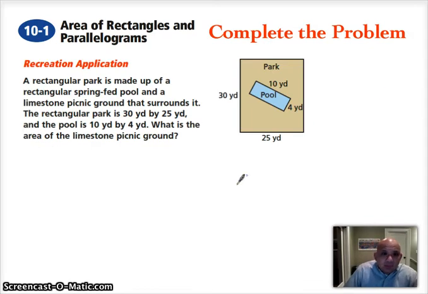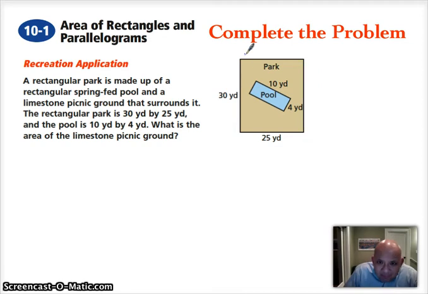Lastly, it's to complete the problem. Here it says a rectangular park is made up of a rectangular spring-fed pool, indicated by the blue, and a limestone picnic ground that surrounds it. The rectangular park is 30 by 25 yards and the pool is 10 by 4. Now what's the area of the limestone picnic ground? So what we're looking at here is we're trying to figure out what's the area of the brown. Just the brown area around the pool.